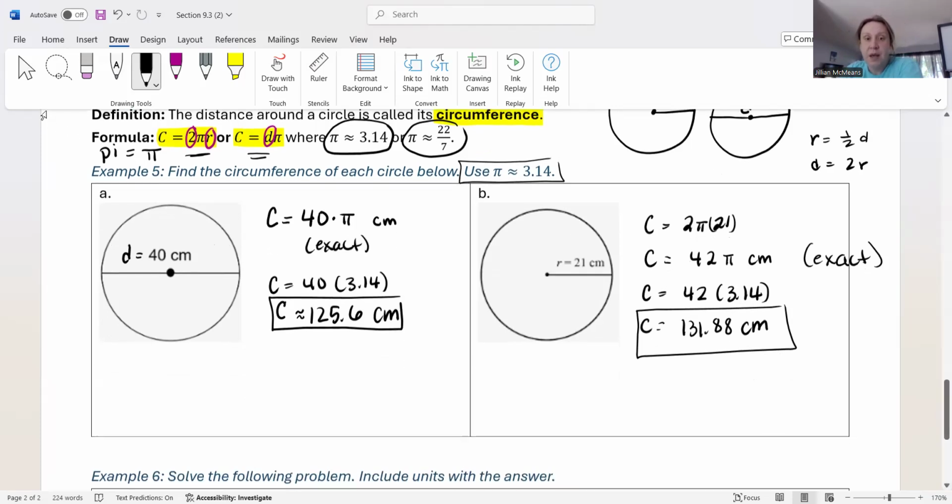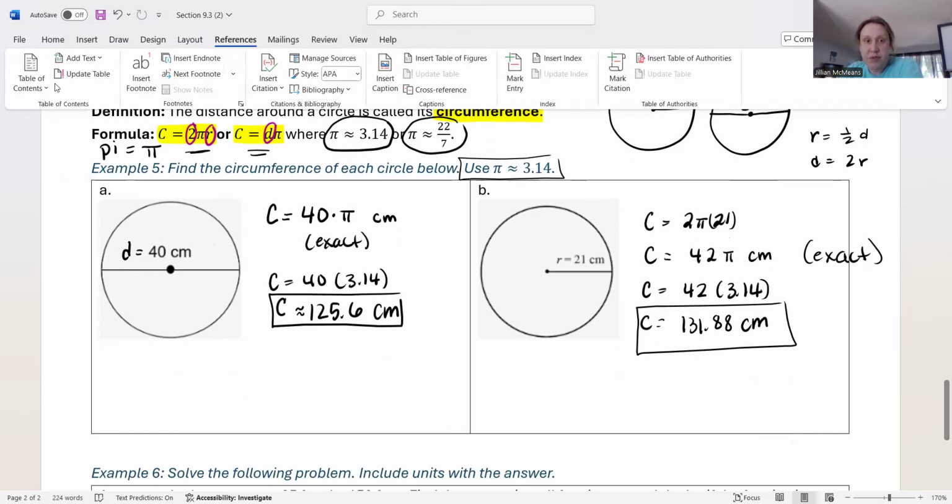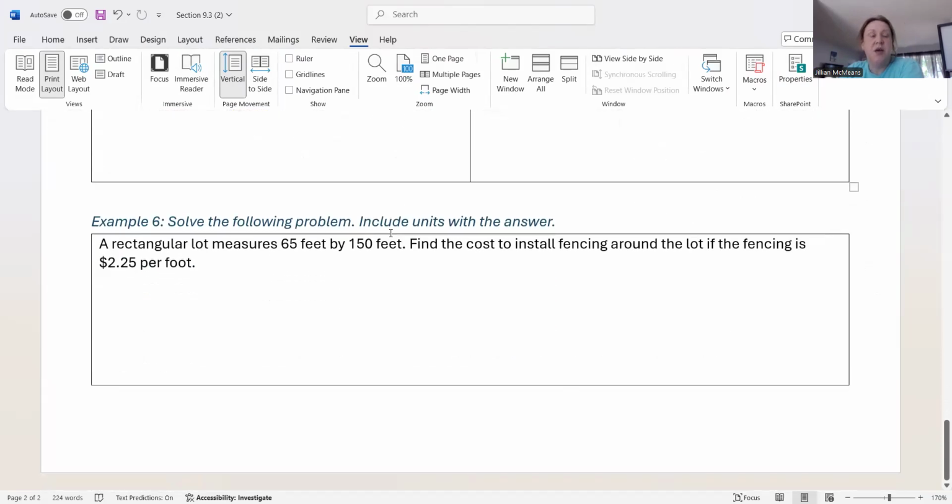Okay? And then one more example down here. Well, let me scroll. There we go. So it says solve the following problem, include units with the answer. It says a rectangular lot measures 65 feet by 150 feet. Find the cost to install fencing around the lot if the fencing is $2.25 per foot.